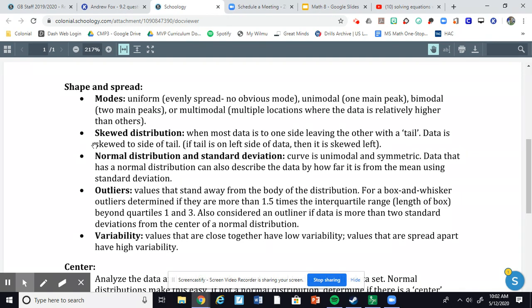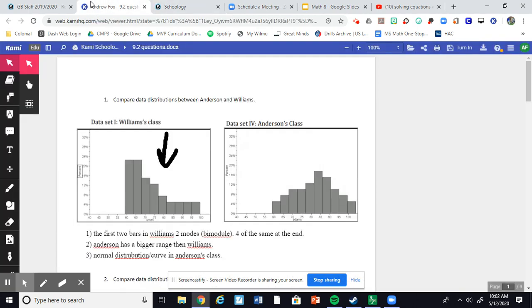Outliers. Outliers are something that's going to be outside the data set for a box and whisker plot or even a dot plot or any histogram. Okay. Variability is showing where things are close together, if it has high or low variability. If it's low, it means that they're really close together. If it has high variability, it's really spread out.